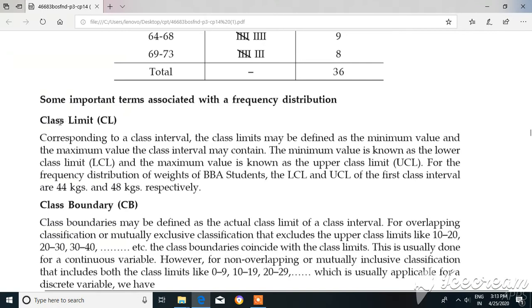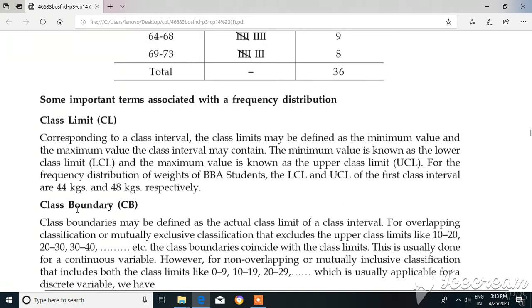Now there are some important terms associated with frequency distribution. First is what? Class limit. So corresponding to class interval, the class limit may be defined as the minimum value and maximum value the class interval may contain. The minimum value is known as lower class limit and the maximum value is known as upper class limit. So if I consider this class, this 69 is called the lower class limit and this 73 is called the upper class limit.